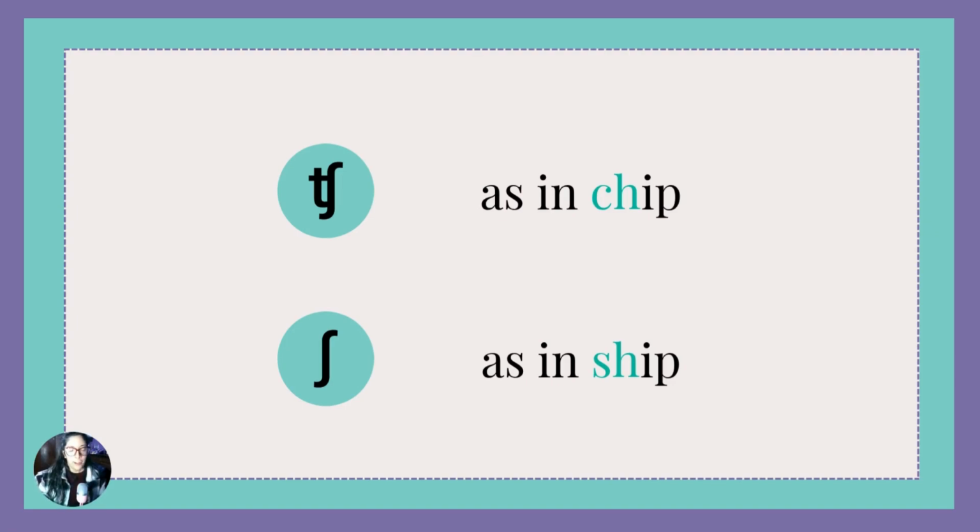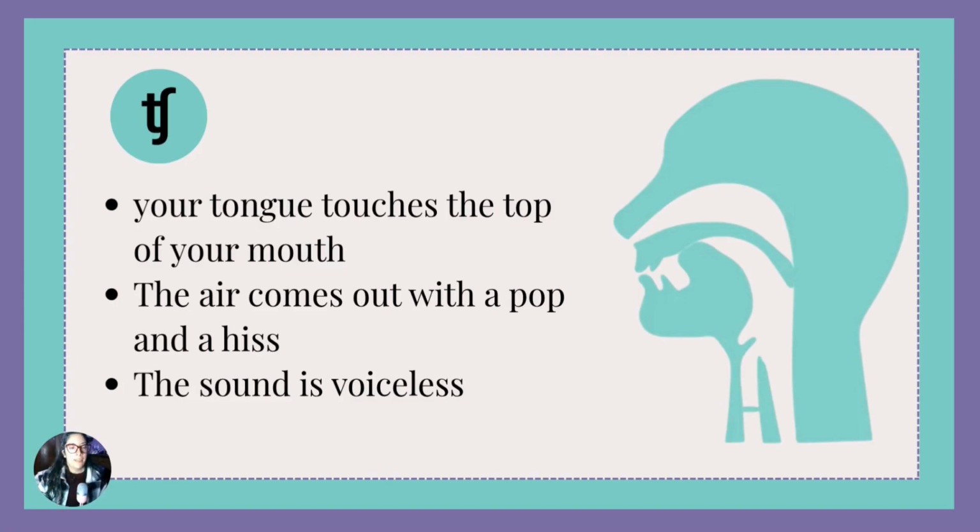They are not exactly the same, but they're very similar. When we produce them, we use basically the same spots and the same way. So let's see the first sound, ch. To produce the sound, the tongue is touching the top of the mouth, as you can see in the picture.